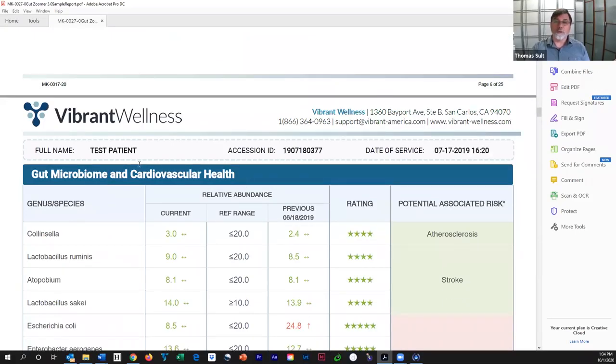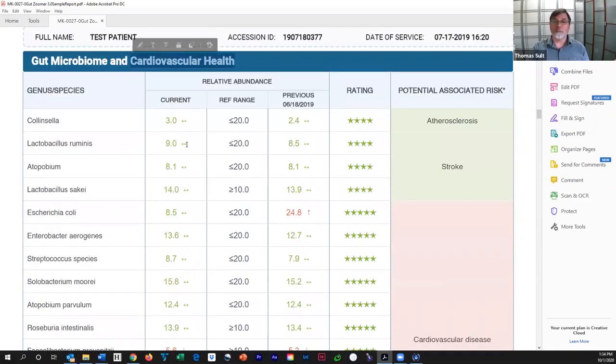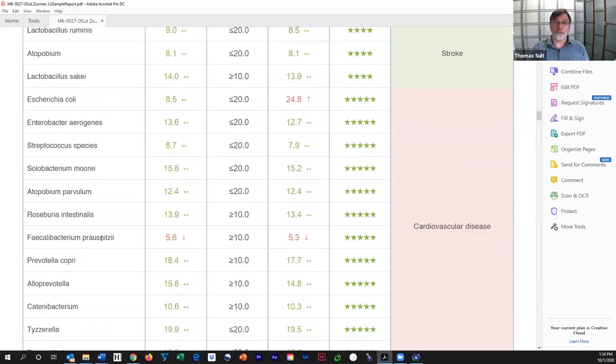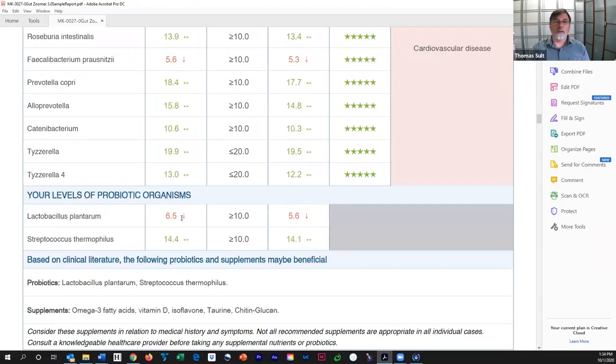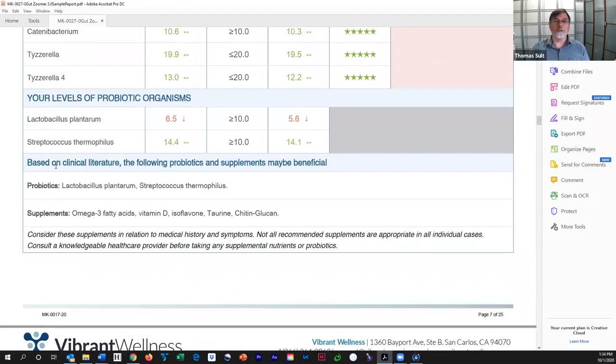Cardiovascular health. Here's the cardiovascular health stuff, and we do see this one is low. And then the probiotics. At the bottom of each one, there are some suggestions about which probiotics would be most helpful and which other supplements.